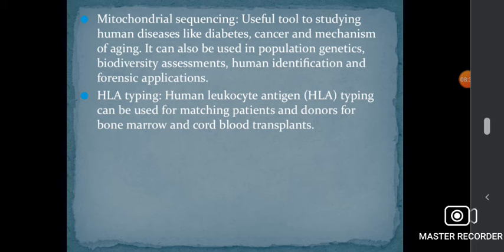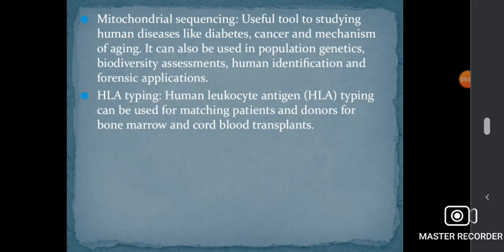The next application, mitochondrial sequencing. It is a useful tool to study human diseases like diabetes, cancer, and the mechanism of aging. It can also be used in the fields of population genetics, biodiversity assessments, human identification, and forensic applications. The last application is HLA typing. Human leukocyte antigen, otherwise known as HLA, typing can be used for matching patients and donors for bone marrow and cord blood transplants.